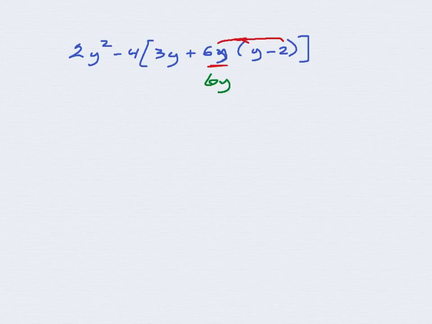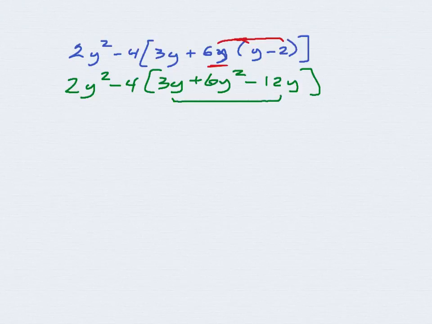6y times y is 6y squared. And 6y times a minus 2 is minus 12y. And of course the 3y is still there. Square bracket. Now inside this square bracket we do have 2 like terms that could be added together. So I'm going to do that. 3y minus 12y is going to be minus 9y. And the 6y squared has no like terms to gather it together with, so it's going to remain. And those 2 terms are inside of a bracket, and they are multiplied by a minus 4.